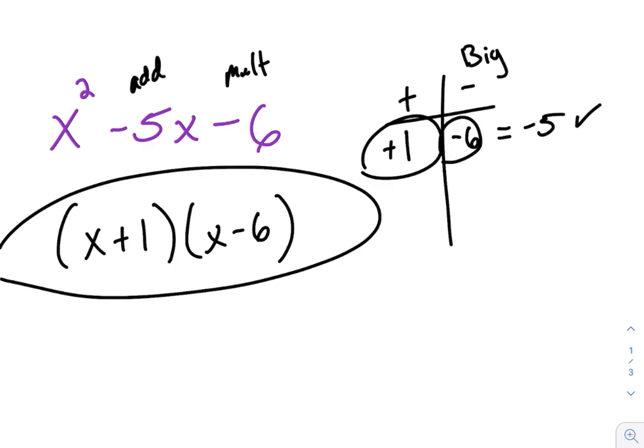Now, if you wanted to check any of these, you could FOIL these back together, distributively multiply, and make sure you get back to the original quadratic. Check out the next video for more difficult examples.